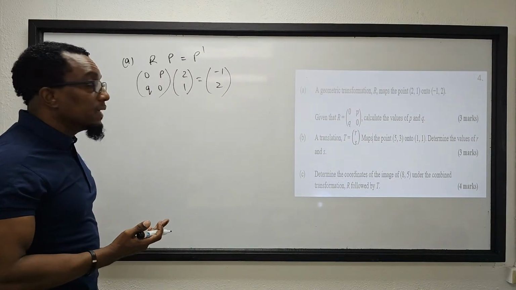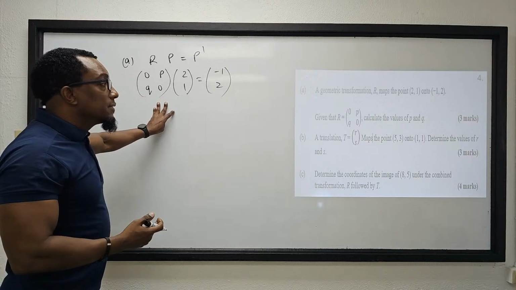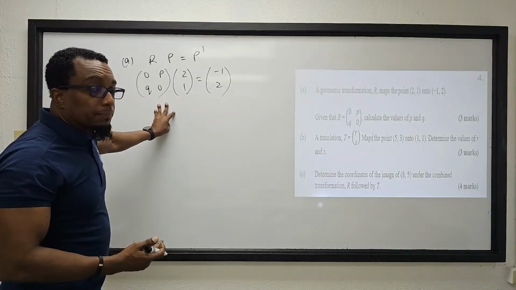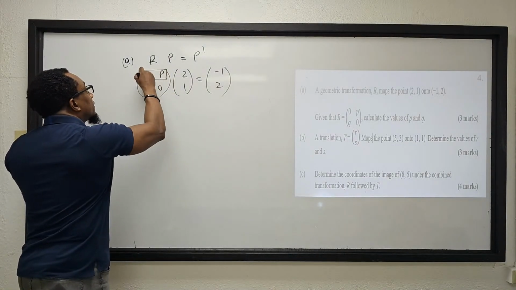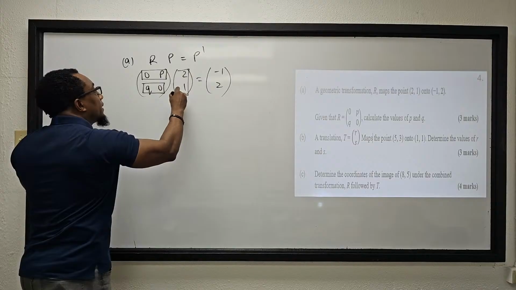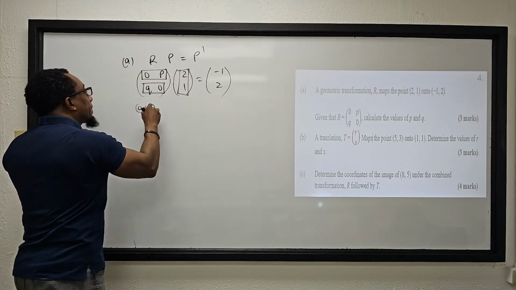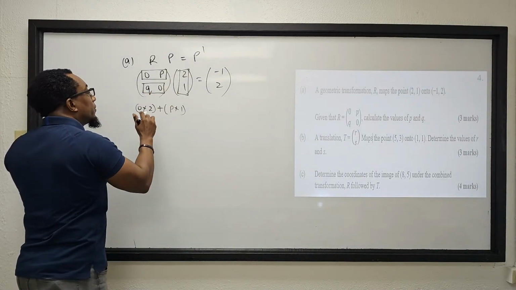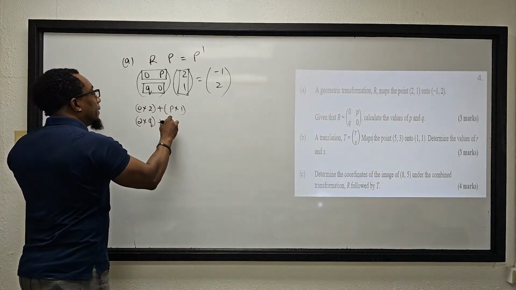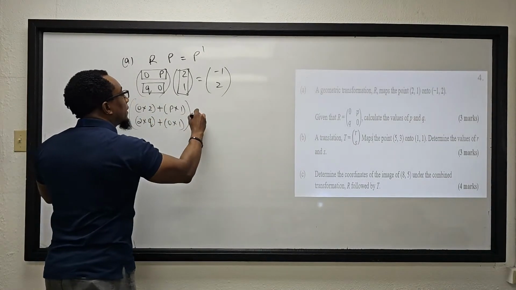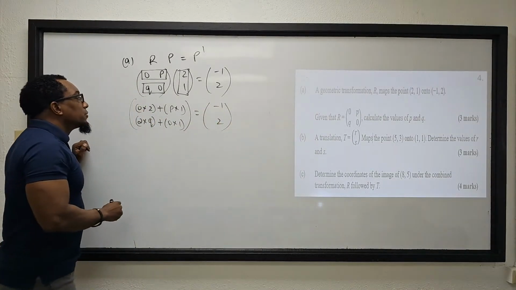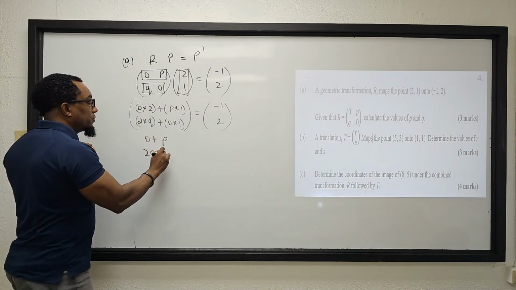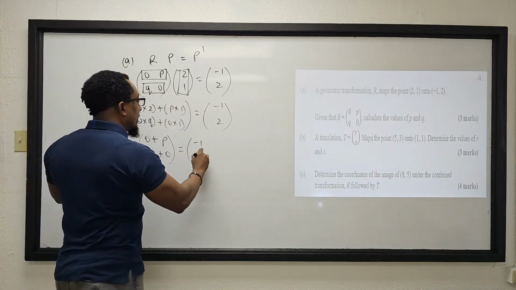So what we can simply do here is multiply these two matrices and create a pair of equations to help us find P and Q. Simple. So let's multiply the first row by my only column: 0 by 2 plus P by 1, and the second row by my only column: Q by 2 plus 0 by 1. This will be equal to (-1, 2). So we get 0 by 2 is 0, plus P by 1 is P, and 2Q plus 0 by 1 is 0, and this is equal to (-1, 2).